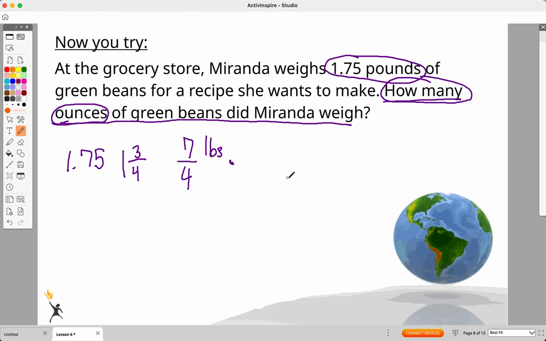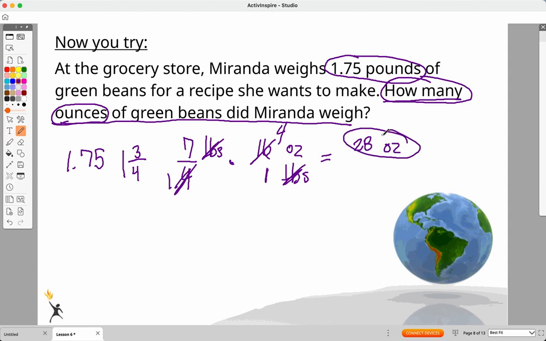Since I've got pounds on top, I need pounds on bottom, and I want to go to ounces. So I know 1 pound is 16 ounces. I'll cross reduce again. Goodbye labels first. Cross reduce my numbers to 4 and 1. 7 times 4 is 28. Again, it's over 1, but anything over 1 is just a whole number, and I'm left with ounces as my answer.